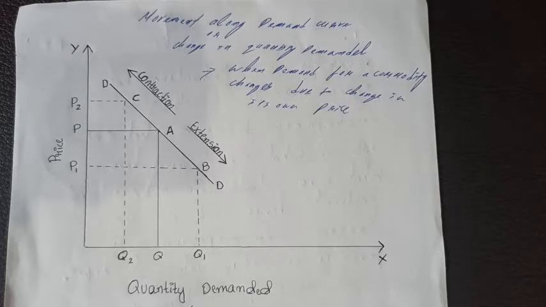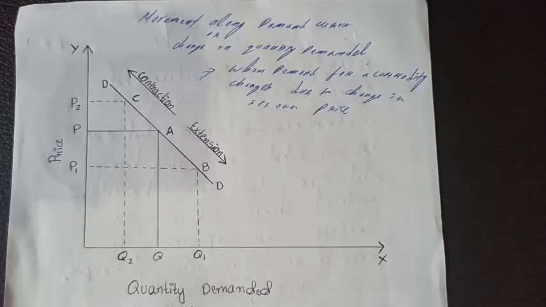First, we will see what is movement along demand curve or change in quantity demanded. Movement along demand curve is also known as change in quantity demanded. This occurs when demand for a commodity changes due to change in its own price. That means when our quantity demanded changes, that is increases or decreases, because of the own price of that particular commodity, then we call it movement along demand curve or change in quantity demanded. I hope that is clear, right?